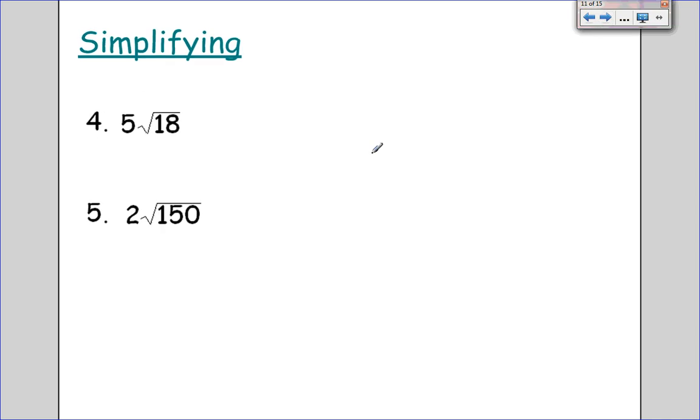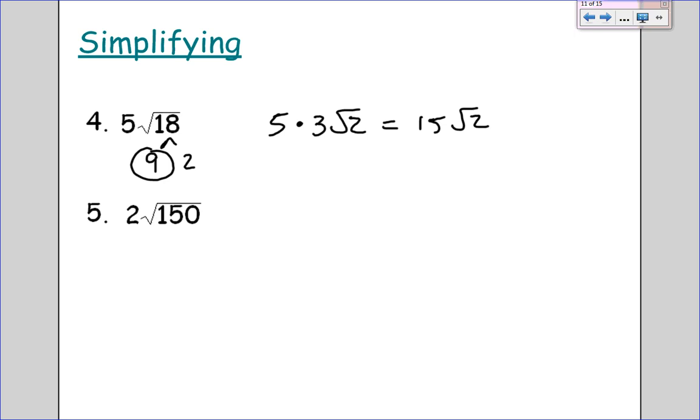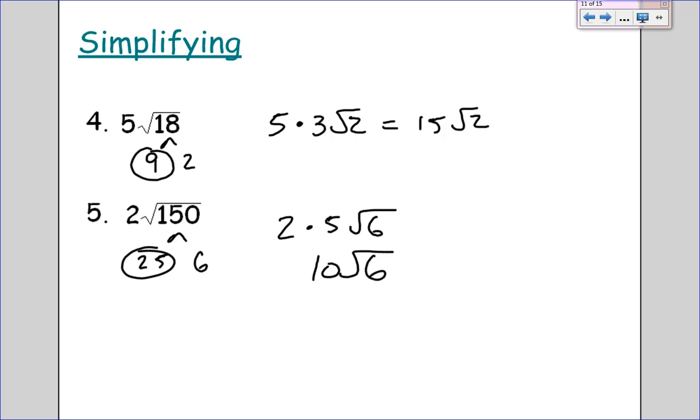Now, sometimes there's a number on the outside already. This is very simple. Don't freak out or get confused. All we do is multiply this number by whatever we bring out. For example, biggest perfect square for 18 is 9, so 9 times 2. So I already have a 5. Now I'm going to bring a 3 out. So 5 times 3 is 15, square root 2. Same thing here. Biggest perfect square for 150, 25 and 6 there. 25 is perfect, so 2 times 5, square root 6 is 10, square root 6.